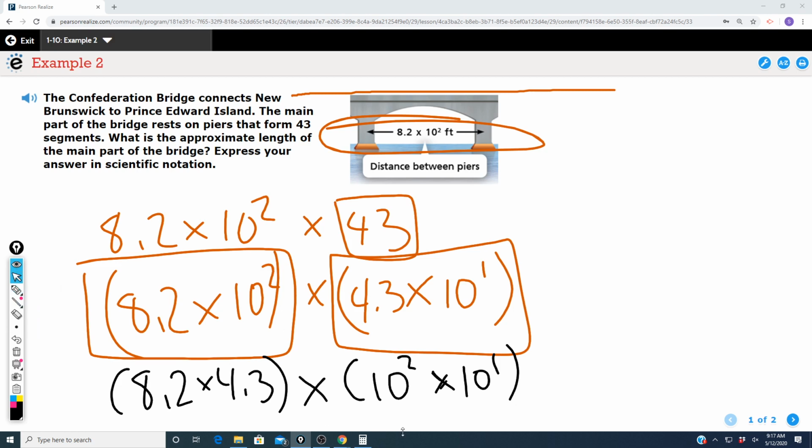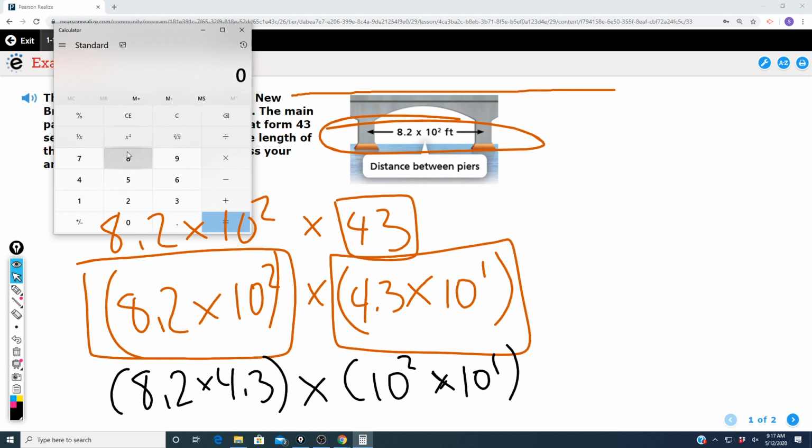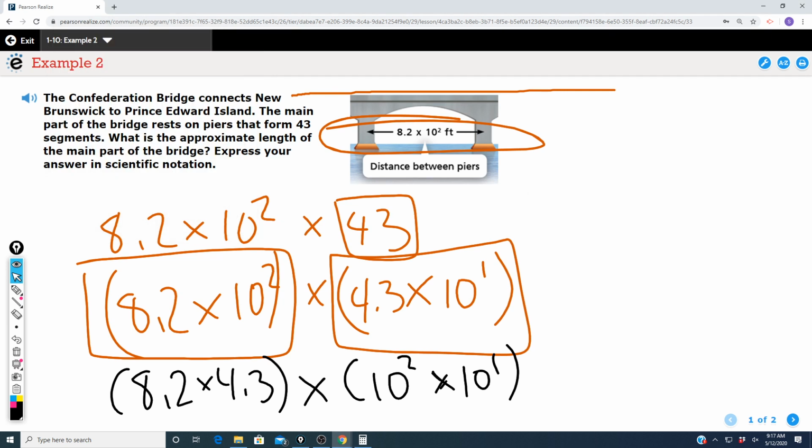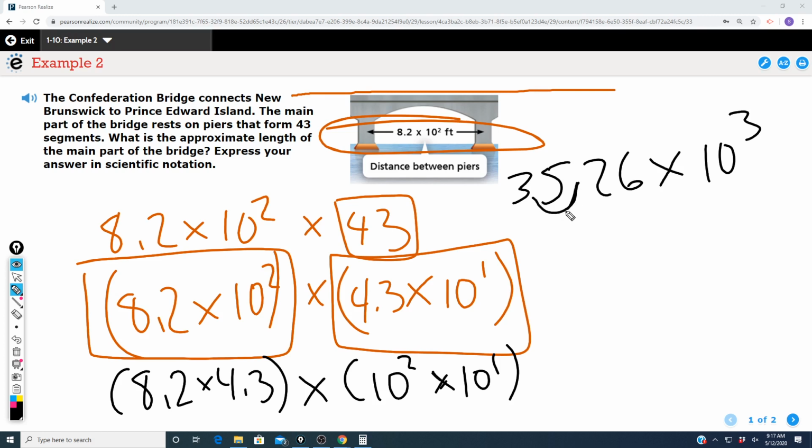8.2 times 4.3 is going to give us 35.26. It's going to give us 35.26 times, and then that second factor, 10 to the second times 10 to the first, is 10 to the third. And to put it into scientific notation, we're moving that decimal one to the left. 3.526 times 10 to the fourth feet. Okay?